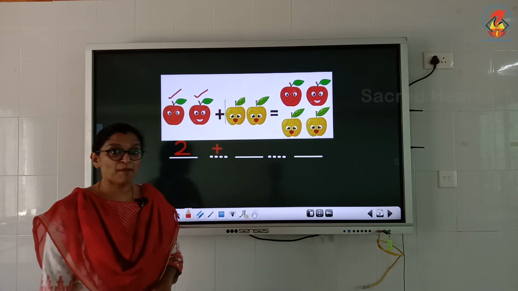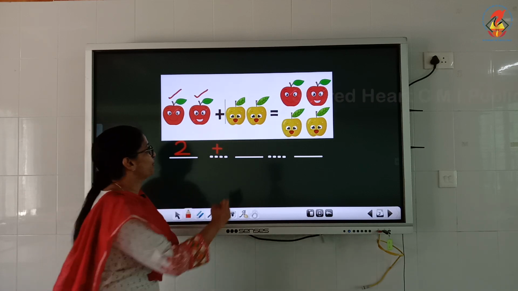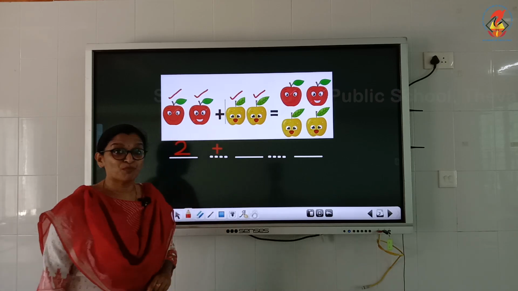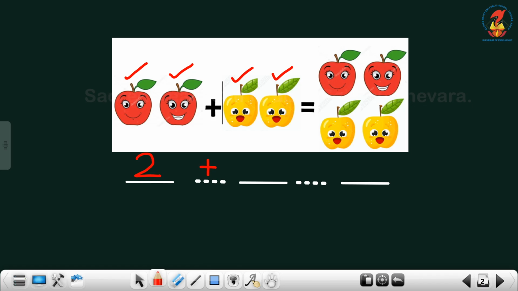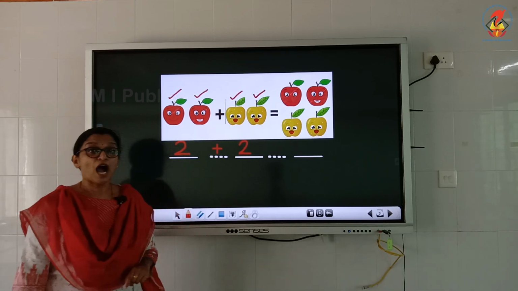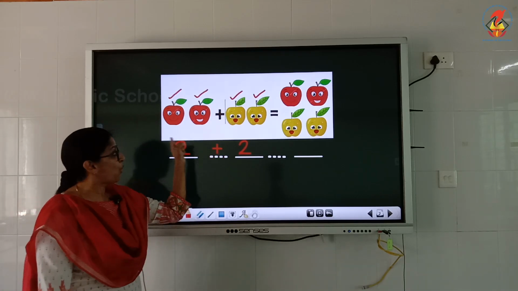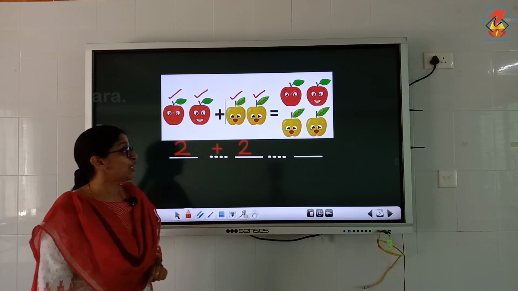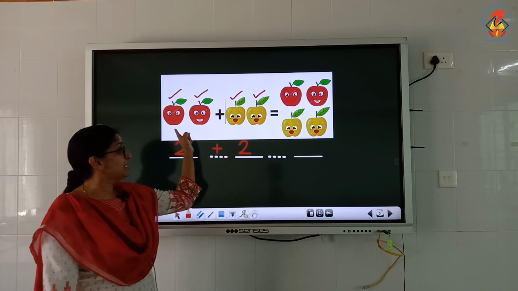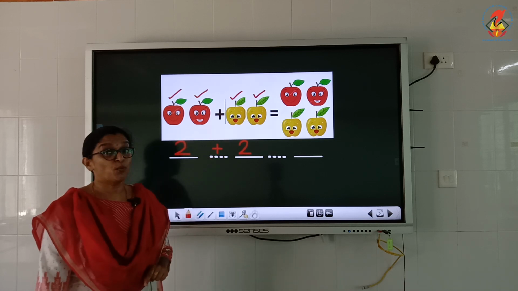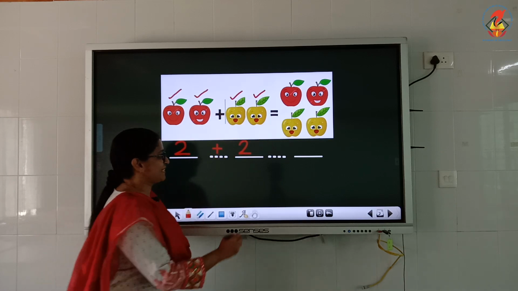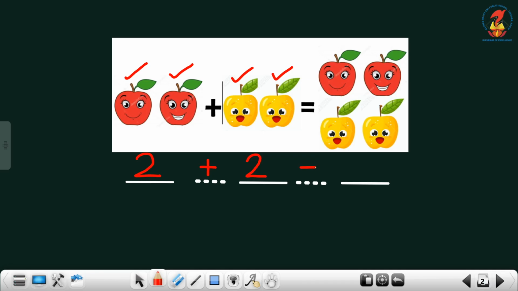Now count the number of apples in the second group. 1, 2. Again, 2 more apples. So, I will write number 2 here. How many apples are there all together? Children, before we write the total number of these two groups of apples, we have to put equals. Equals.